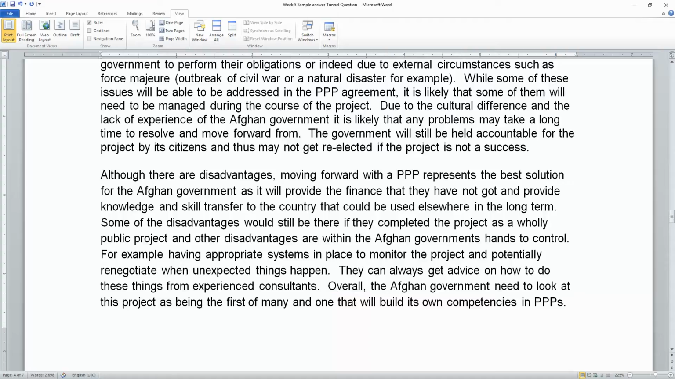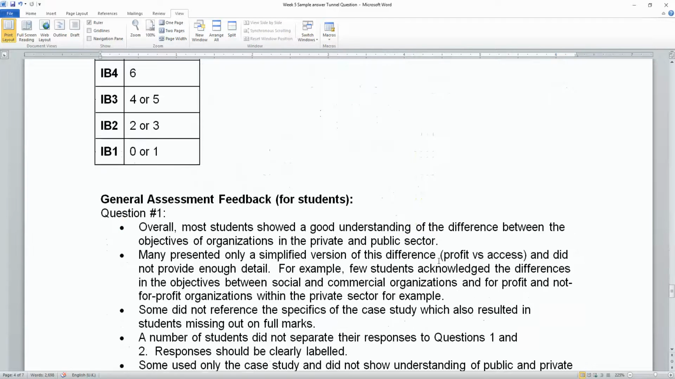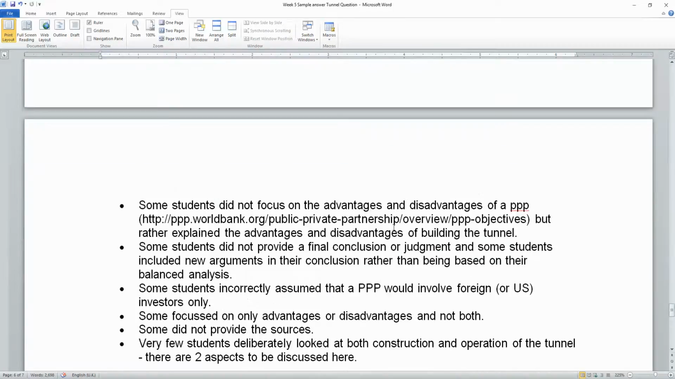Okay, let me change this to a comma, and then a final statement. Overall, the Afghan government need to look at this project as being the first of many, and one that will build its own competencies in PPPs. So yes, it's going to be a difficult project, but maybe they should be thinking about, yeah, this is going to really build our competencies and experience, and we can use these skills in future PPPs to develop other infrastructure projects.